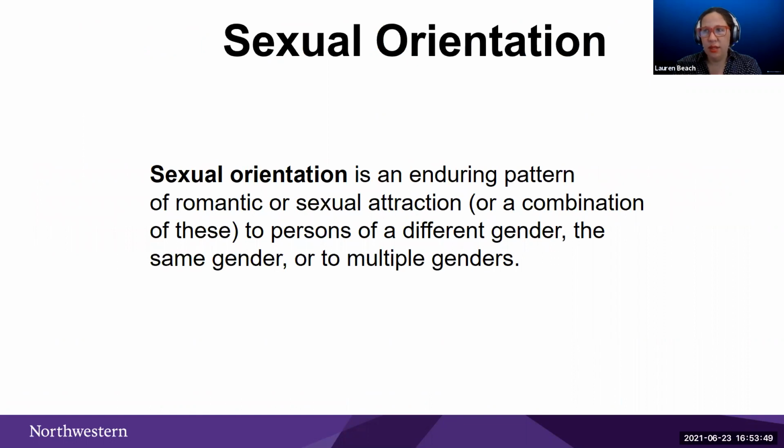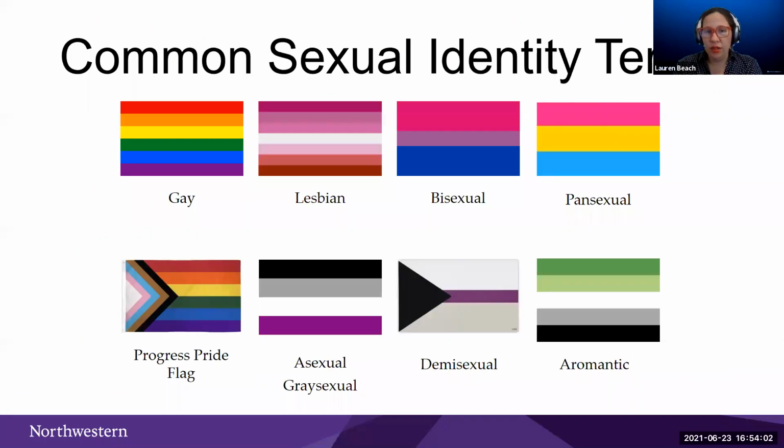Sexual orientation, just this one broad umbrella, is defined as an enduring pattern of romantic or sexual attraction or a combination of these to persons of a different gender, the same gender, or multiple genders. I wanted to include, because of also this community frame and the person first frame that we have, I think it's important that people are able to recognize and use in an inclusive manner the different pride flags that are available. So you see here the basic rainbow pride flag.